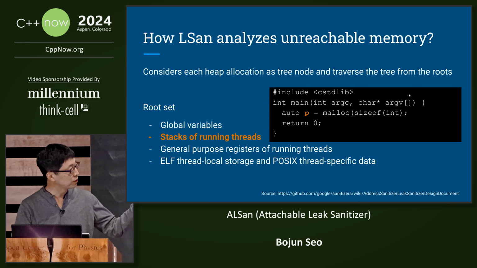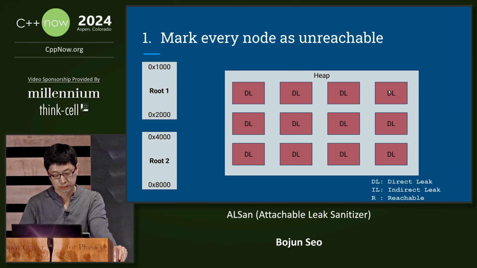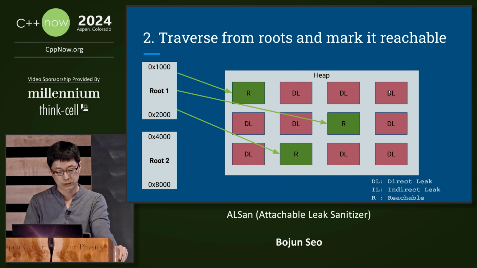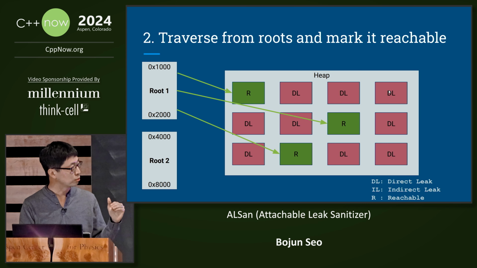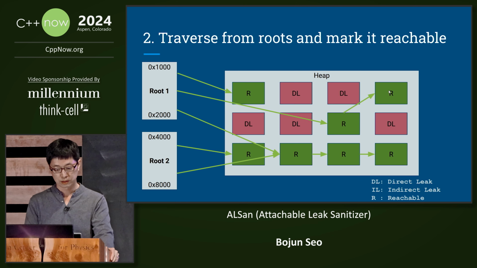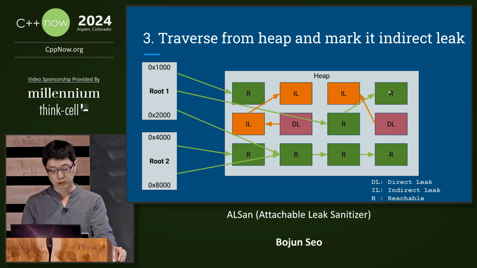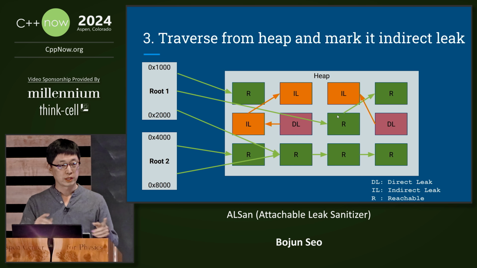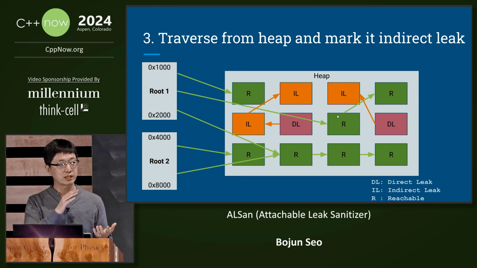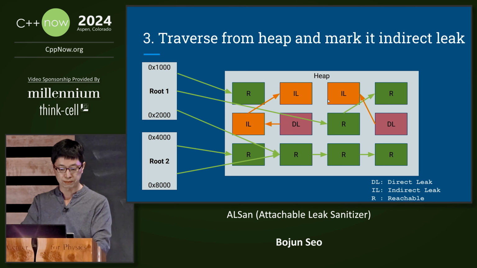Stack means this kind of thing, and global variables like this. So just mark every node as unreachable, traverse from the root and mark nodes as reachable, like this. And then traverse from the heap and mark nodes as indirectly reachable. So this is how they distinguish unreachable memory. The algorithm is the same as LSan does. Attachable LSan does the same algorithm as the original LSan.